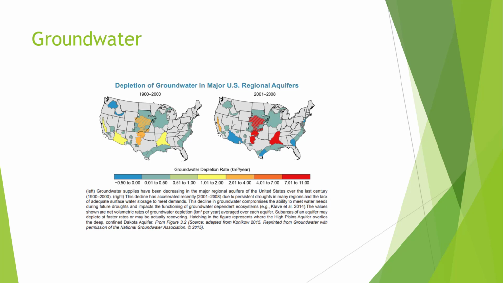And then groundwater. This is a very interesting one. So this is the depletion of our groundwater in America. You take a look at the map, and you can see from 1900 to 2000, the worst we did was deplete about, on the high end, 4 kilometers cubed per year. And then from 2001 to 2008, we doubled that. Actually, it went over double in certain areas, from 7 to 11 kilometers cubed per year. So we've definitely increased the groundwater use in the United States.